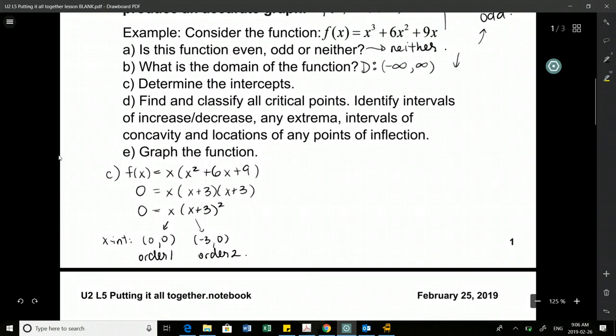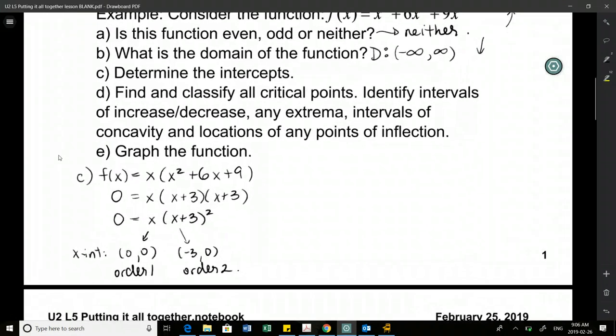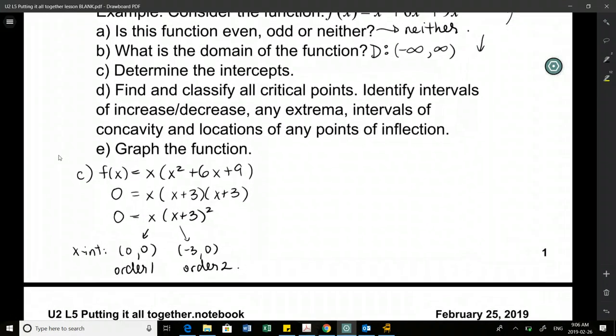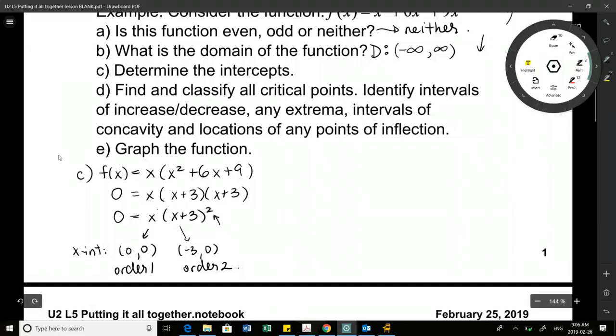Somebody remind me what these orders tell us about our function? Mark? Great. So order 1 just goes straight through our x-axis, whereas order 2 bounces off our x-axis. Good. Olivia? How did you know it was order 2? I'm looking at the exponent on here. Because the exponent is 2 there, it's order 2. And because this exponent is 1, that one's order 1.